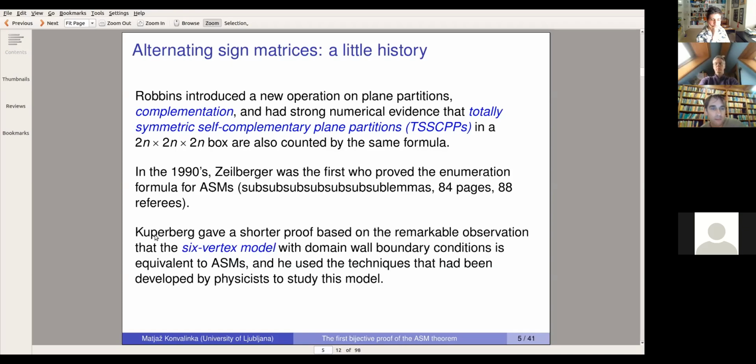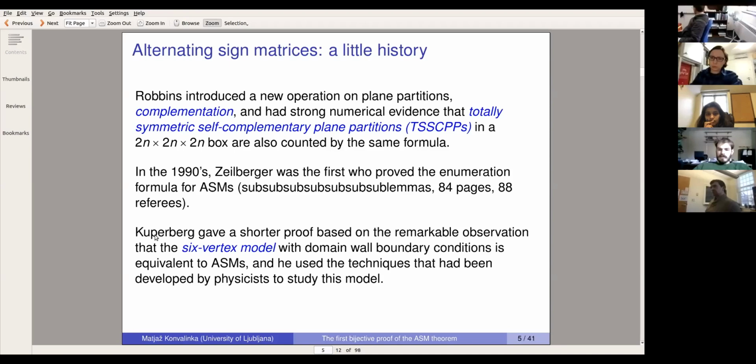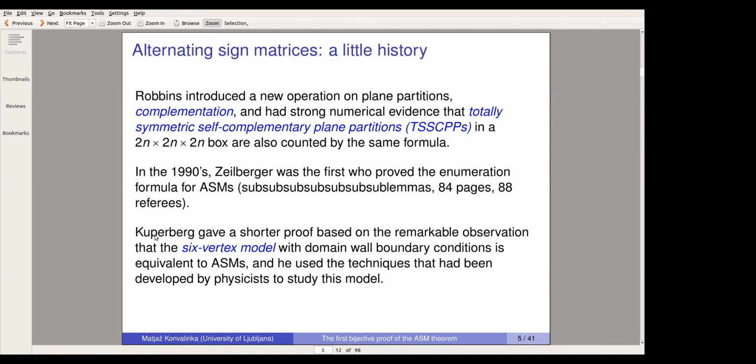Okay, and then very shortly afterwards, Greg Kuperberg found a much shorter proof based on this observation that ASMs are equivalent to the 6-vertex model with wall boundary conditions. This was something that had been studied before by physicists, and he was able to adapt the techniques developed by physicists to study this model, and he found a very elegant proof of the ASM theorem.